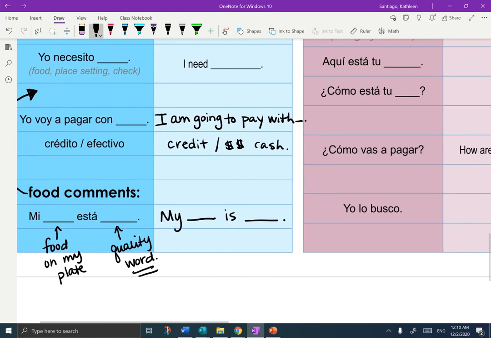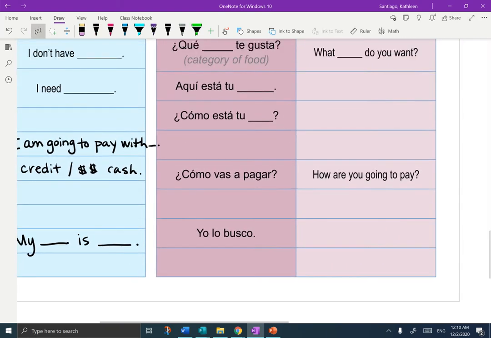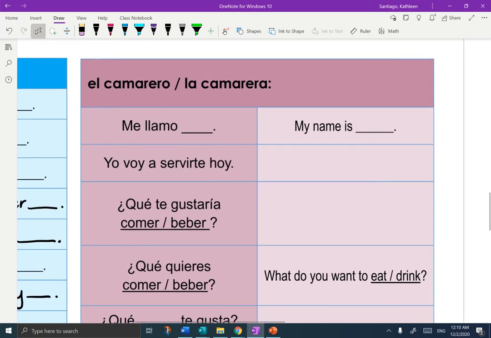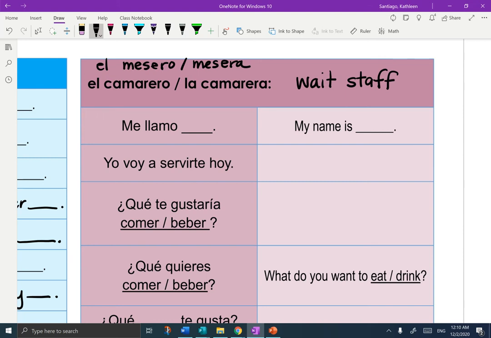Okay, muy bien. We've got one more section to look at, which is the pink. So the pink is the camarero or the camarera, not going to lie, the toughest job to do. You might hear somebody say el mesero or mesera. Oops, I forgot the E. Think about mesa being table. This is the person that comes to your table. So this is your wait staff. Okay, your waiter, your waitress, depending male or female.